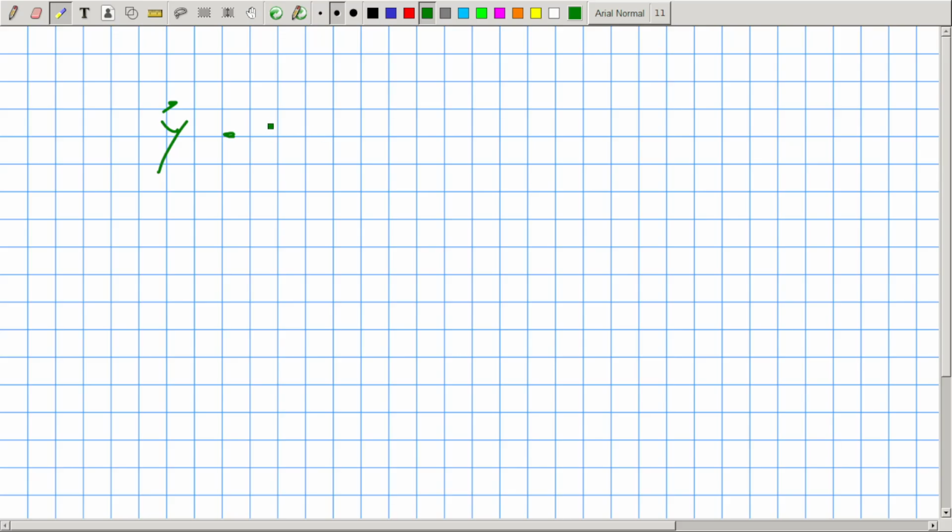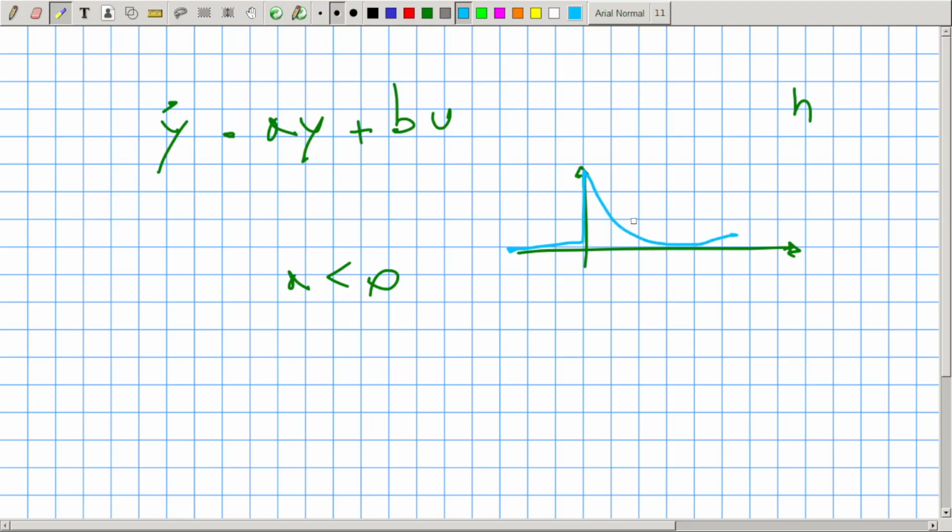Y dot equals AY plus BU, with A smaller than 0. We are going to see very soon, we didn't see it yet, that the impulse response of this system, the H of this system, will look something like this. An exponential that goes down, sorry. The H is going to be basically B e^(At) for t bigger than 0, and 0 before, okay? Very often I kind of neglect the t smaller than 0.